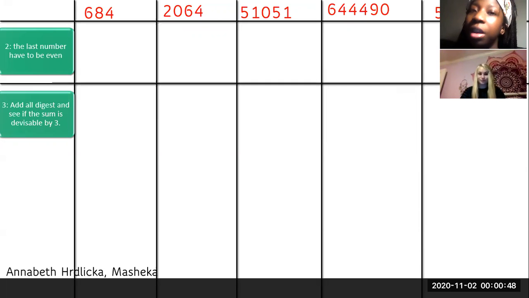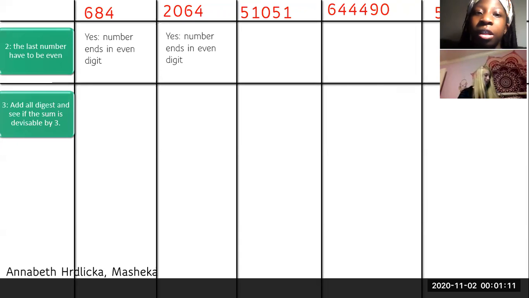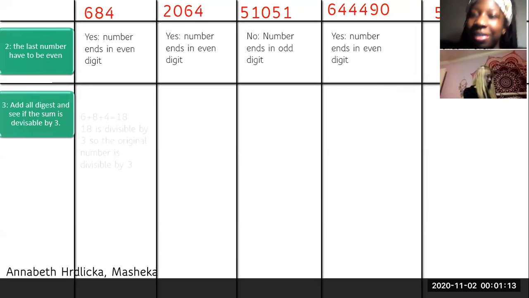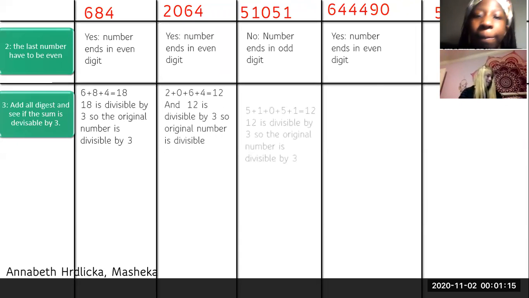For number 11? Number 11 is a little tricky. You have to add the odd-place digits and then add the even-place digits, and then subtract them. If the result is equal to 0 or 11 or divisible by 11, that whole number is divisible by 11. Okay, thank you. That is different. That makes a lot more sense.